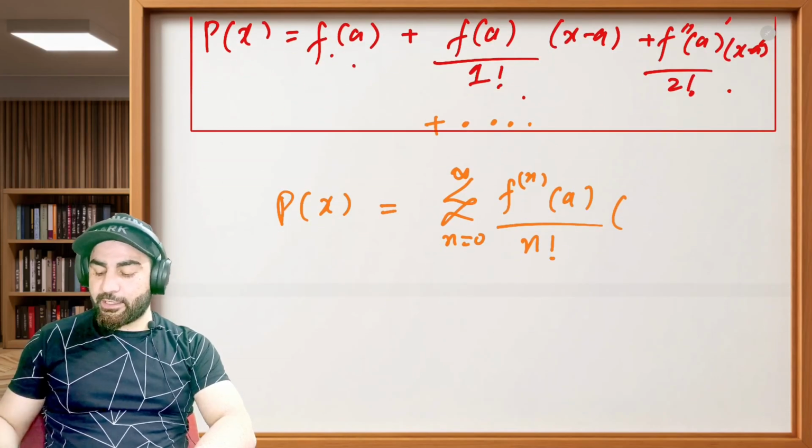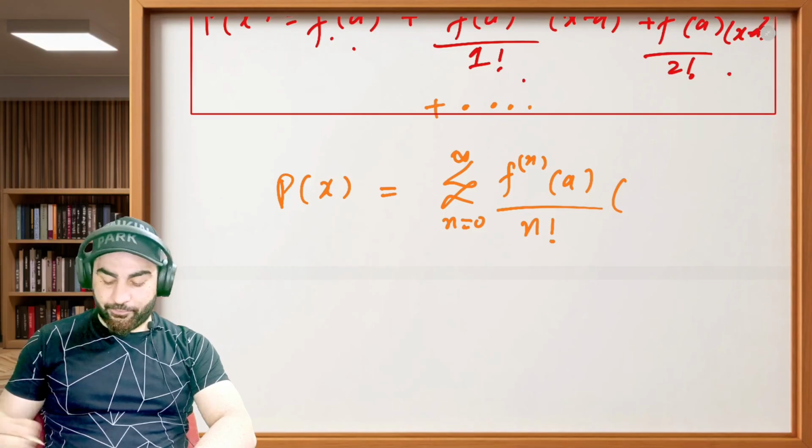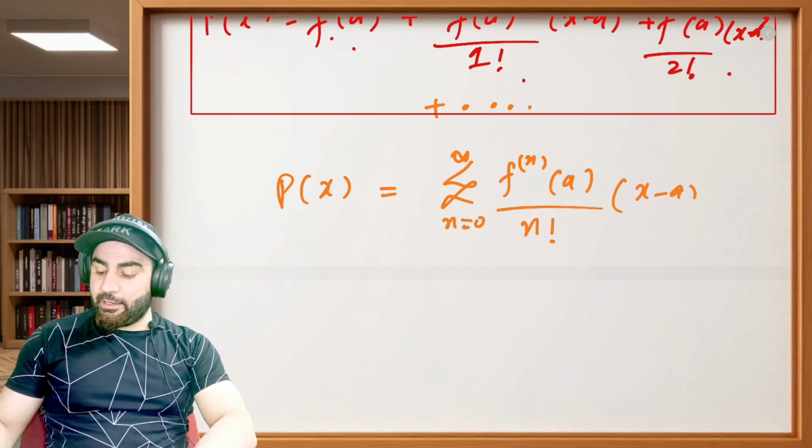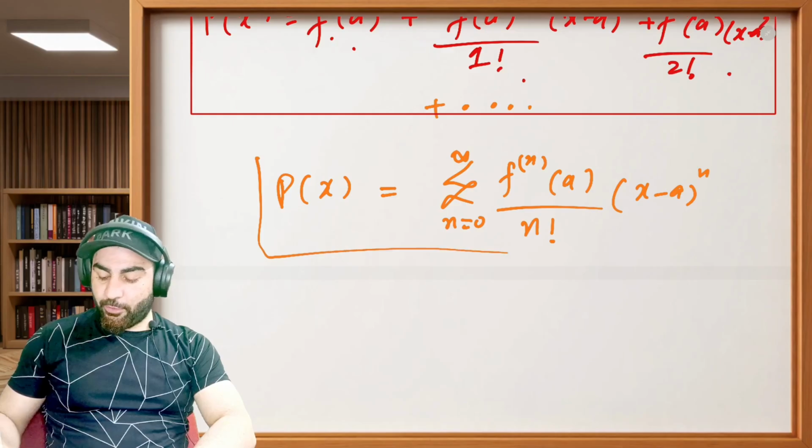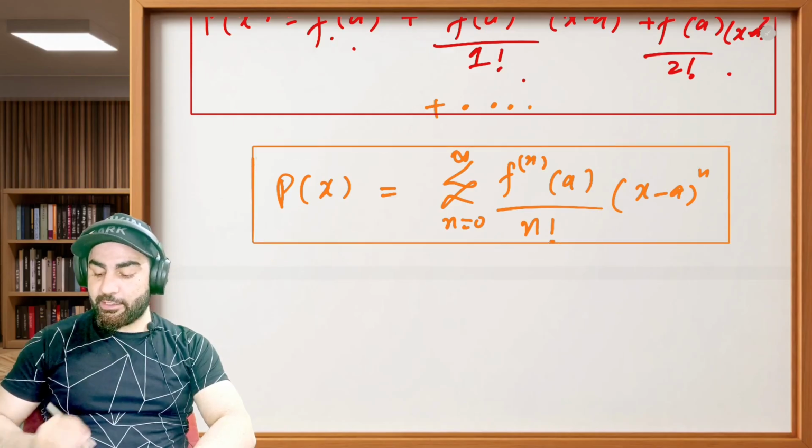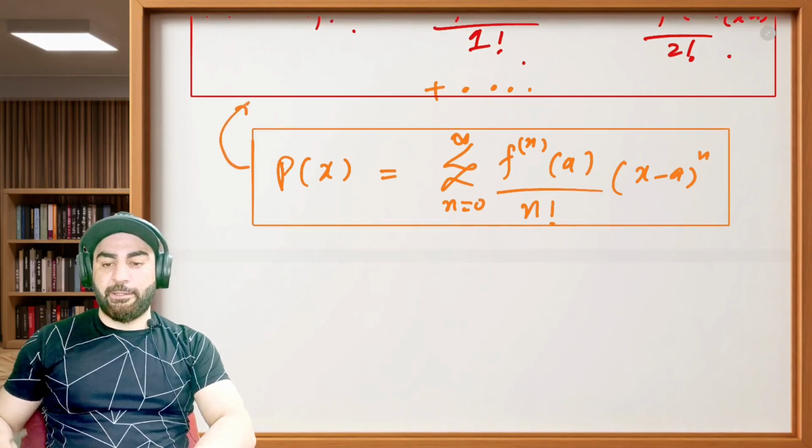Similarly, when I write these coefficients, then this will be x minus a to the power n. So this is the compact representation of the Taylor series. So this and this are equivalent.